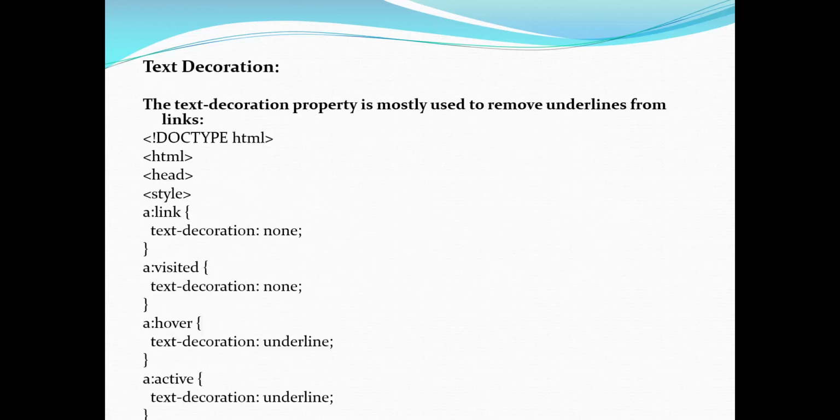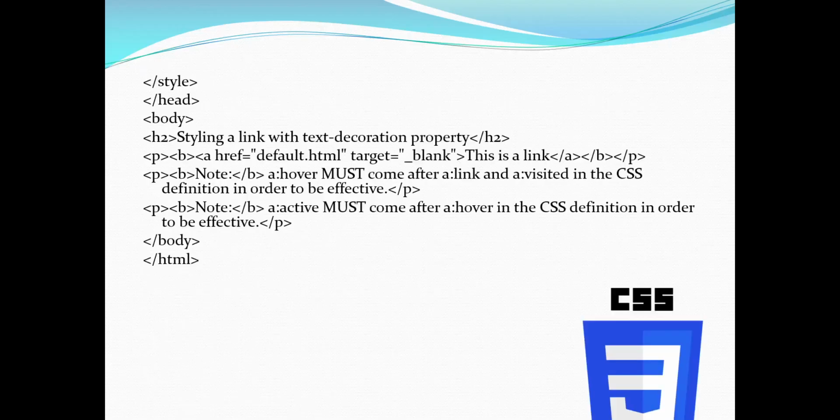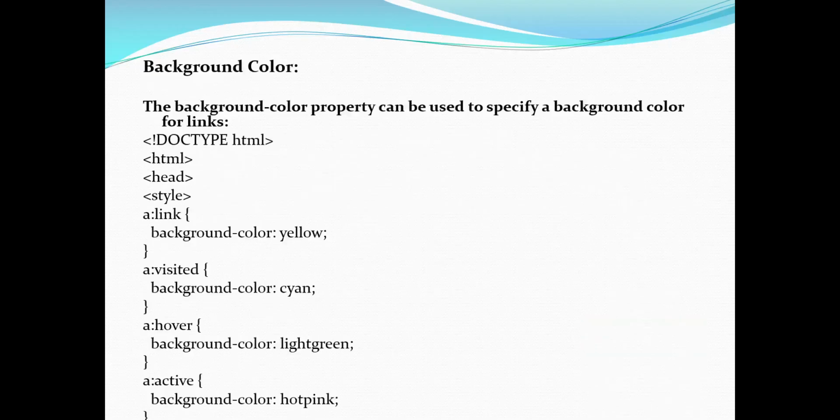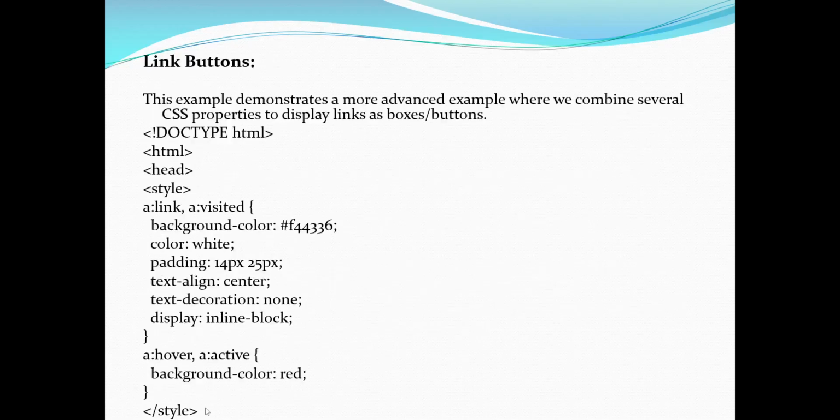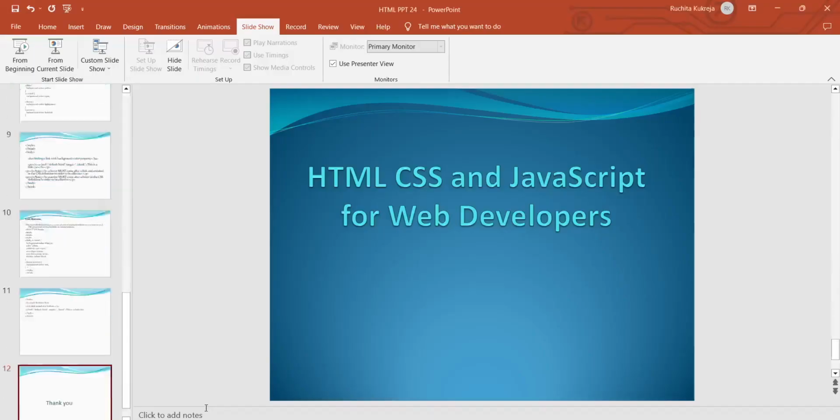So we have different programs to change the color, to decorate it, to give underline. Then we have the option to add background color also for the links. You can add different color for each type of the link. Then we have the option to create button also, link button. So there is a link, but it appears as a button. Let's look at the code.